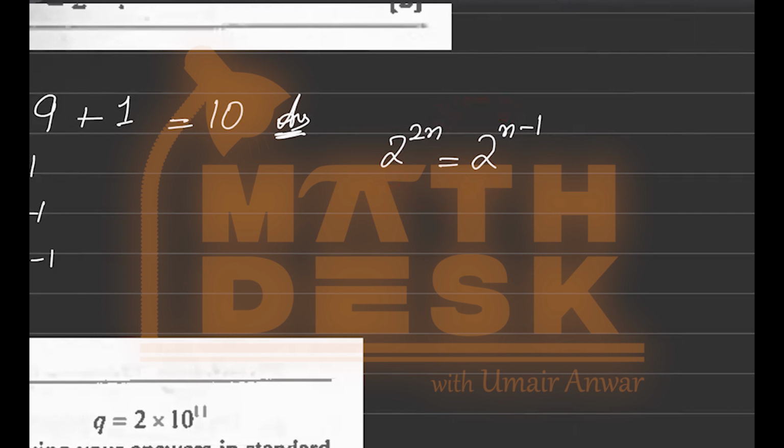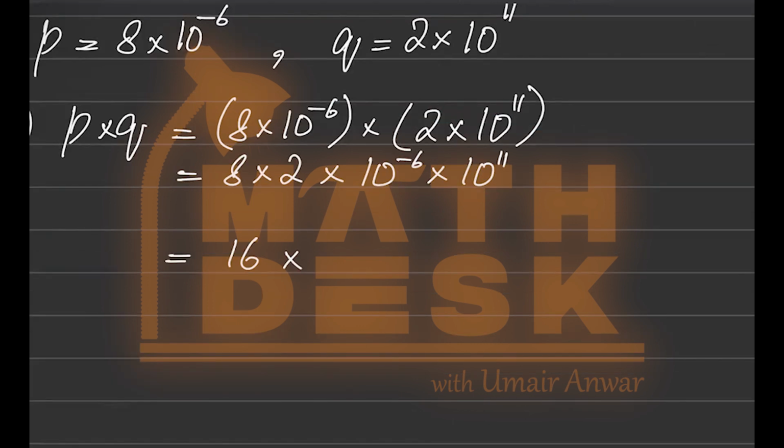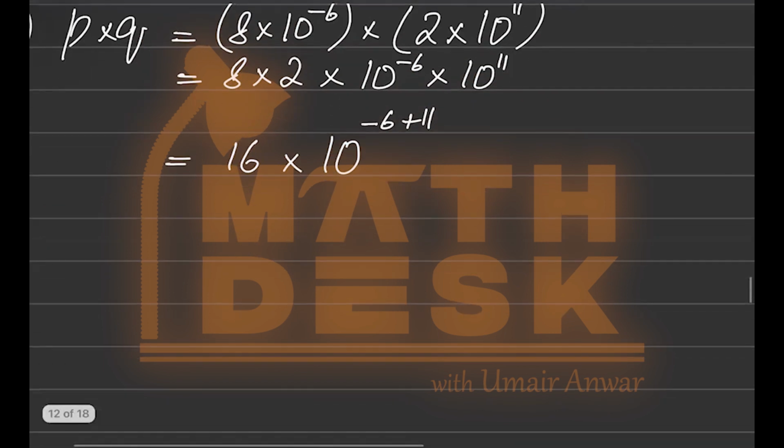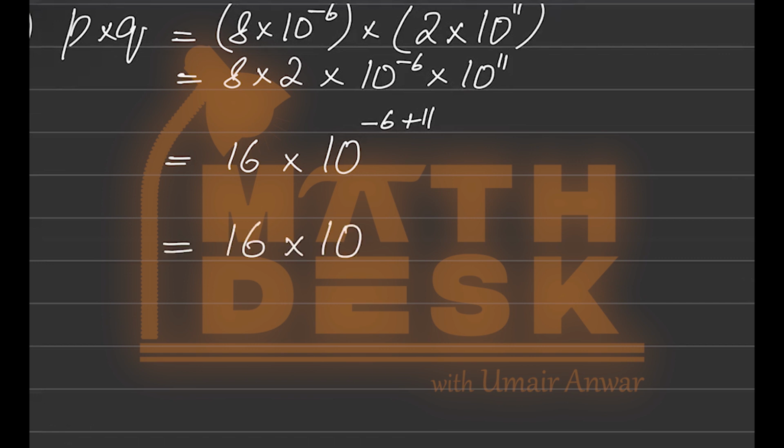Now I'm writing that the bases are the same and they are being multiplied with each other. So the powers should be added. So -6 plus 11 should be written in the index. 16 into 10 raised to 5. This is the answer that we get in this part.